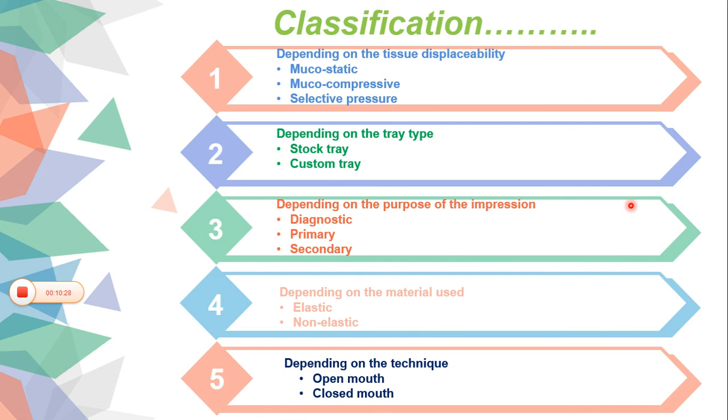And according to the tray type, stock tray and custom tray. Depending on the purpose of impression, we can categorize into diagnostic impressions, primary and secondary impressions. Depending on the materials used, we can categorize as elastic or non-elastic impression materials. Elastics include alginate and elastomeric impression material. Non-elastic impression materials include impression compound and zinc oxide eugenol impression paste. And depending on the technique, we categorize as open mouth technique and closed mouth technique.